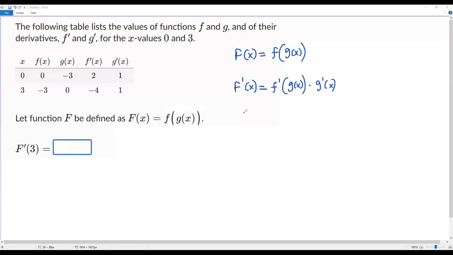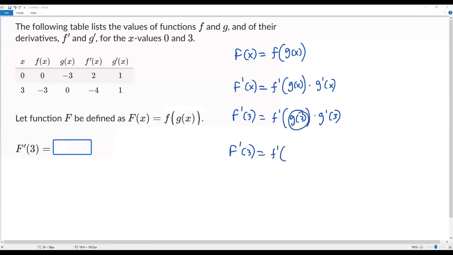Now we can plug in 3 for x, because our aim is to find F prime of 3. We got F prime of x. Now let me plug in 3 for x. On the right side also, wherever I find x, I have to plug in 3. So then I get f prime of g of 3 times g prime of 3. So F prime of 3 equals lowercase f prime of, what is the value of g of 3?